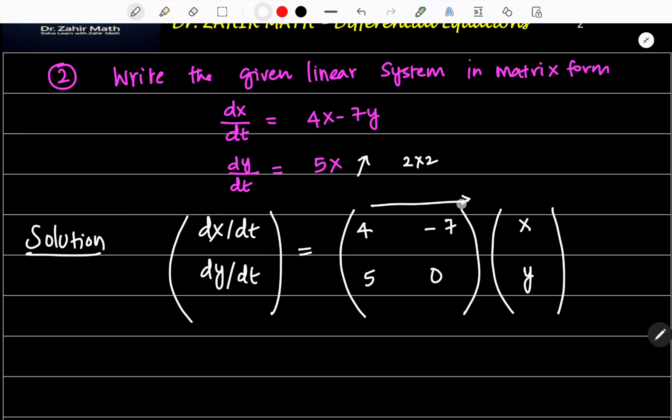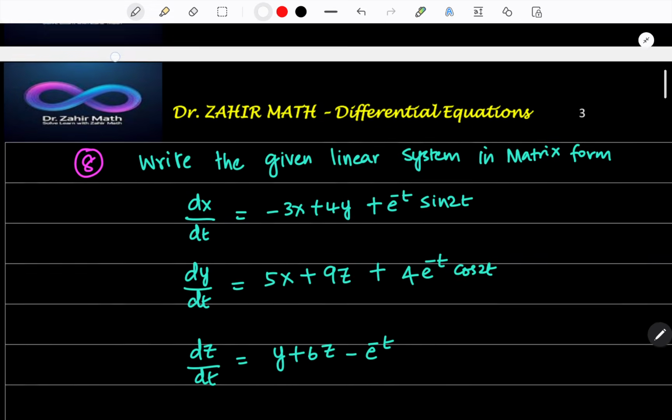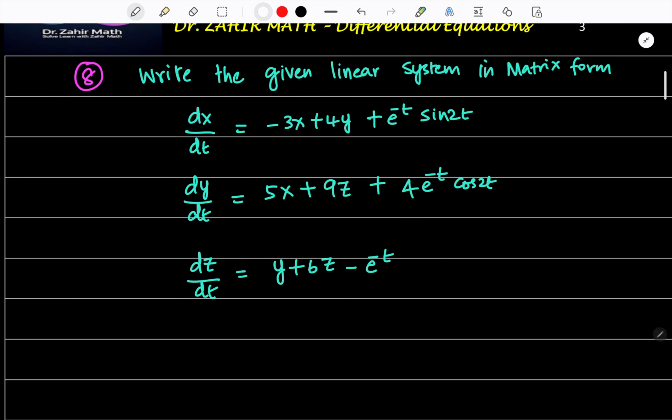Check it out. First row, first column, and first row, second column. Okay, second row, first column: 4x minus 7y, 5x plus 0y. Yes, we got it. Okay, let's go to the next one. Write the given linear system in matrix form. So you're going to write the linear system in matrix form.